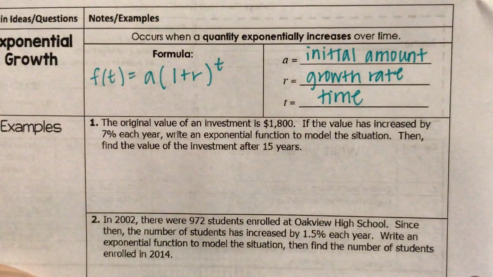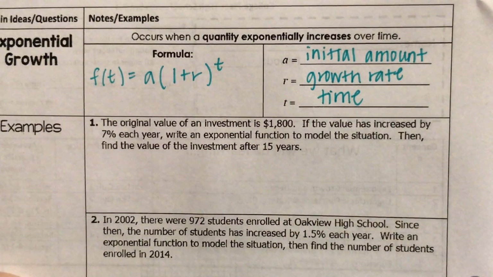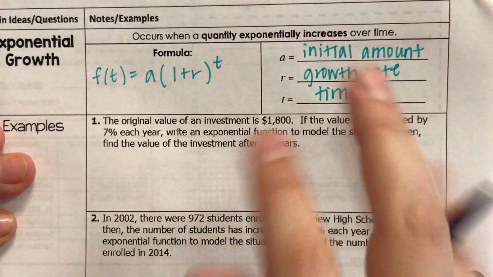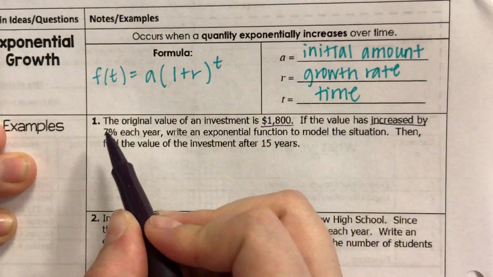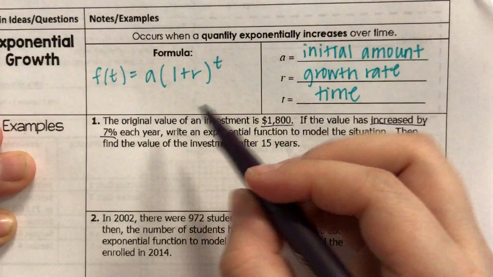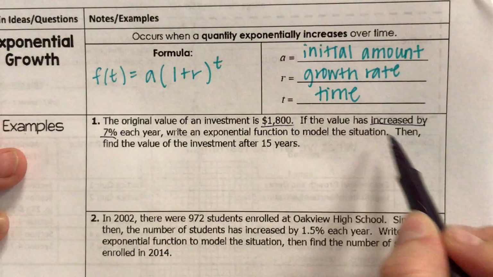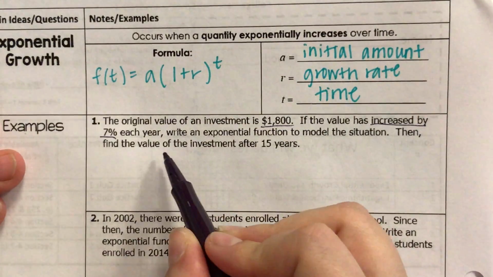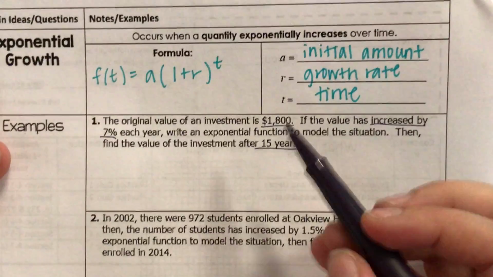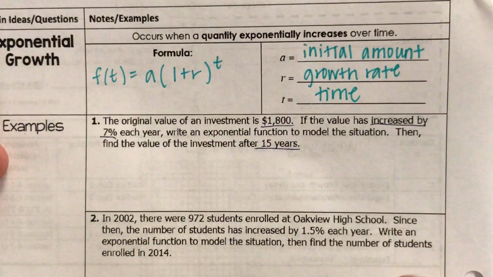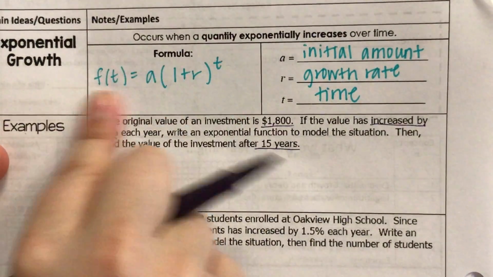So let's solve some practice problems. The original value of an investment is $1,800. If the value has increased by 7% each year, write an exponential function to model the situation, then find the value of the investment after 15 years. Before we find the value after 15 years, we have to come up with a formula, and it's going to follow this model.